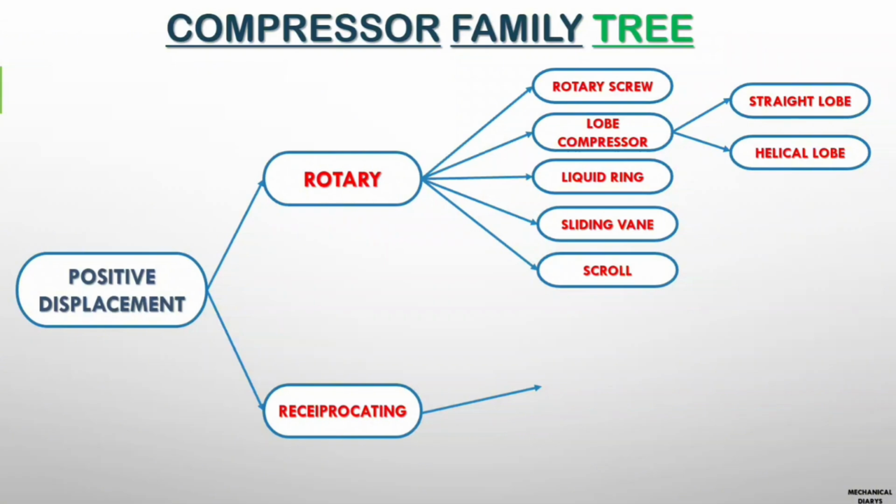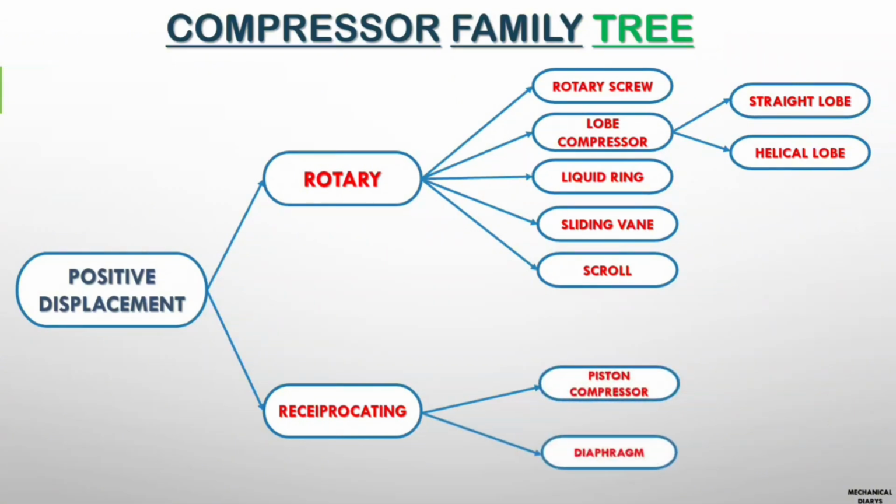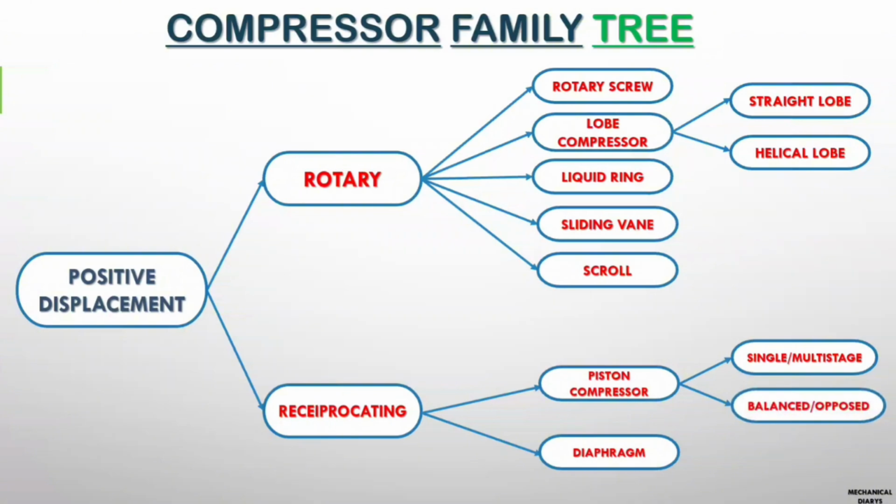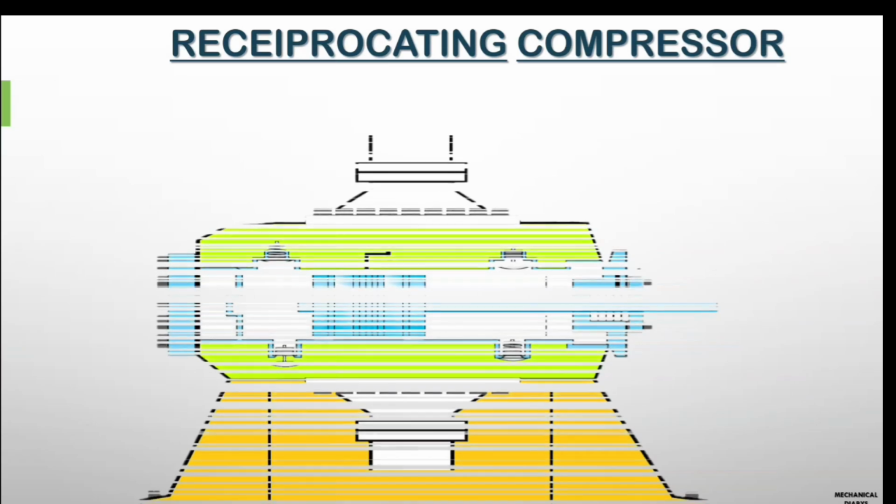It's the reciprocating compressor. Reciprocating compressors have two types: the piston compressor and the diaphragm compressor. Basically, the piston compressor also has two types: single and multi-stage piston compressor, and balanced and opposed type compressor. These are the basic details of rotating equipment from a refinery.